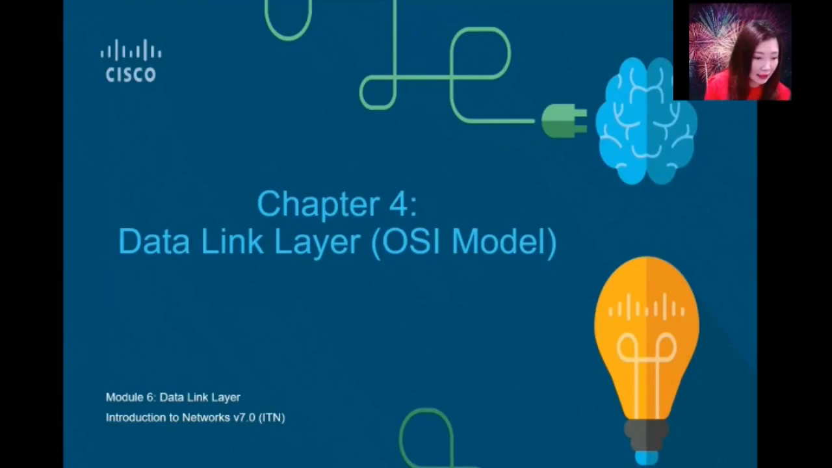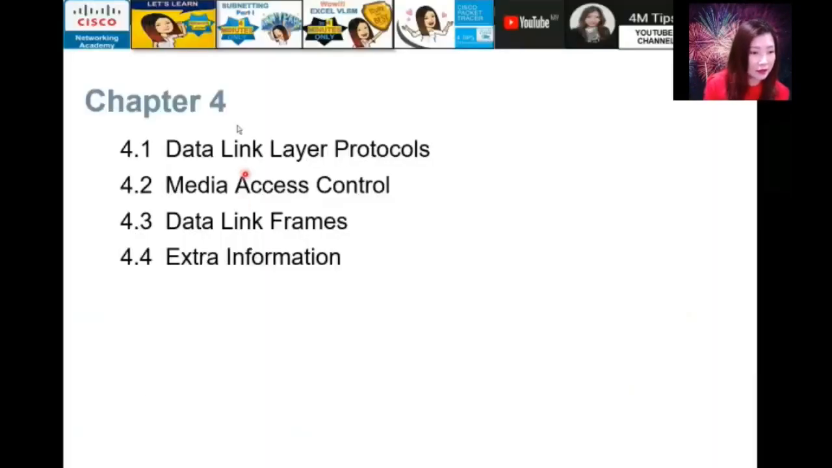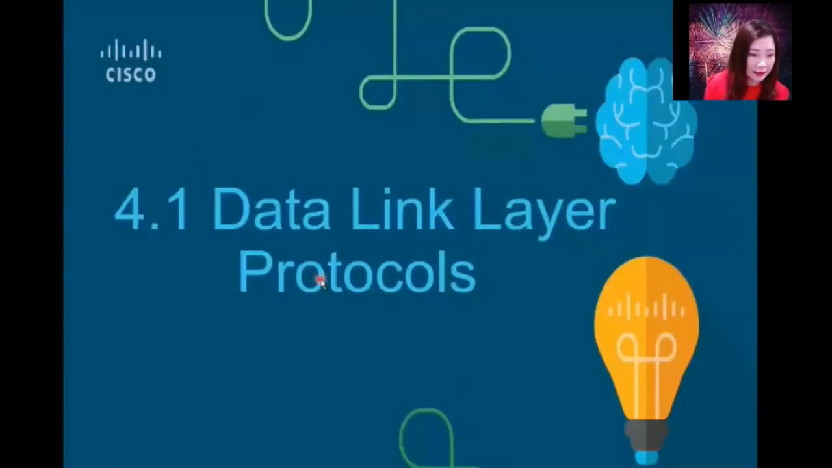In the OSI model, for this chapter 4, I'm going to cover the data link layer protocols, and then the media access control and data link frames. We have extra information about the data link layer protocols. Let's have a look at the data link layer protocols.